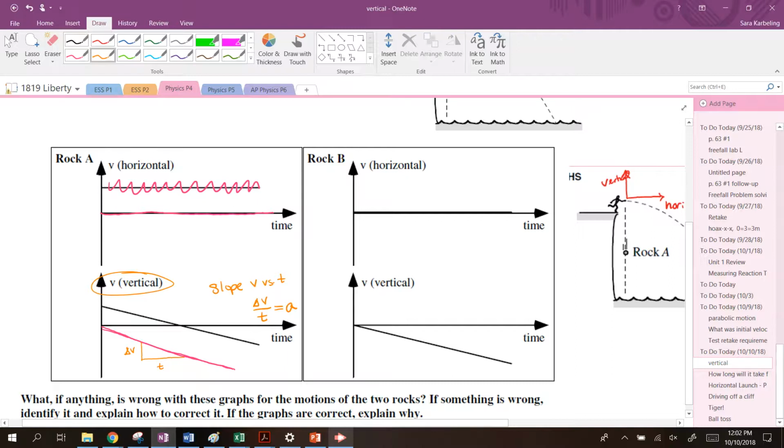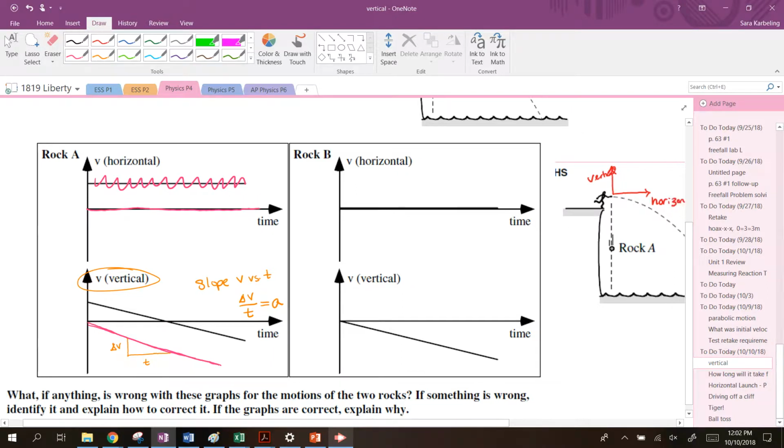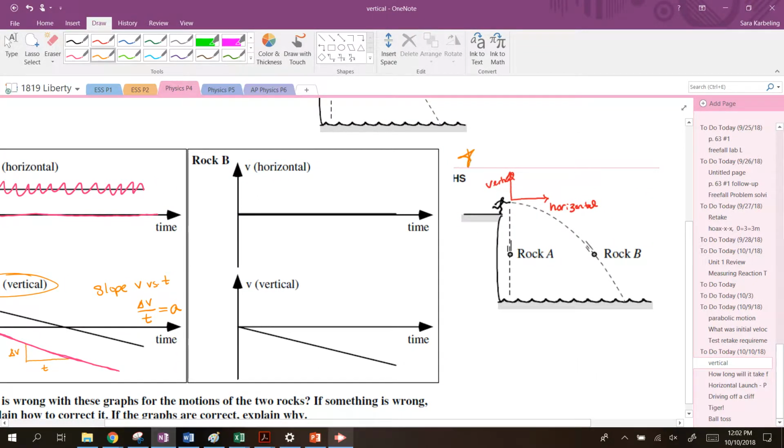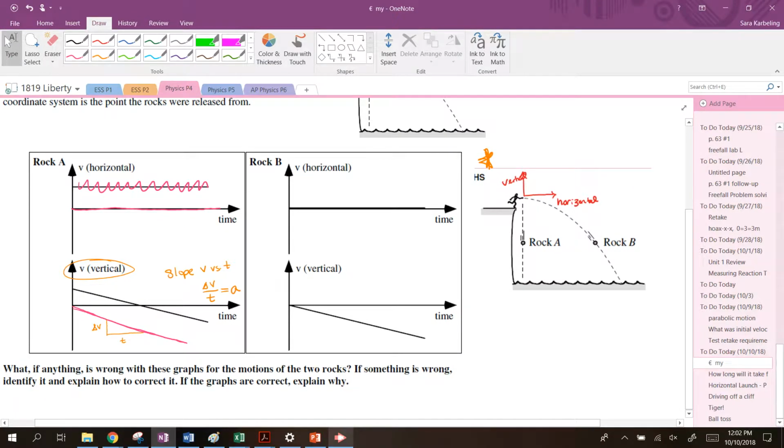If you have not yet written this down in your notes somewhere where we're going to start our day, I would love for you to do this. I would draw this picture. This one right here. Okay? Draw that picture. And for rock A, go ahead and draw the correct velocity versus time graph for the horizontal. So this is the x direction, the velocity in the x direction. And this one down here is the velocity in the y direction. Again, this is the wrong answer.